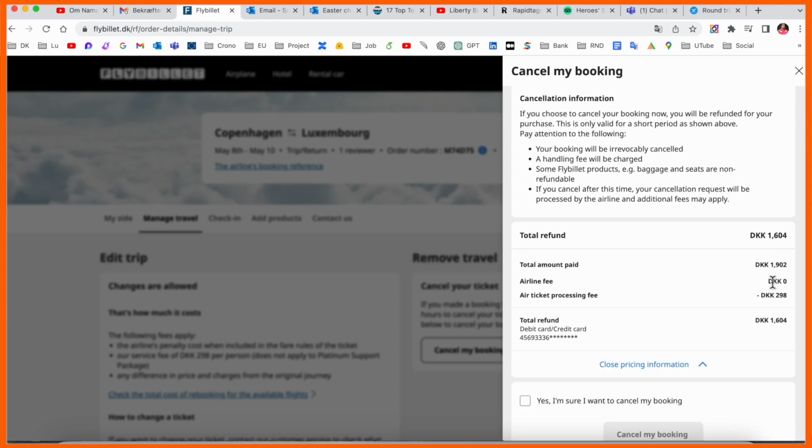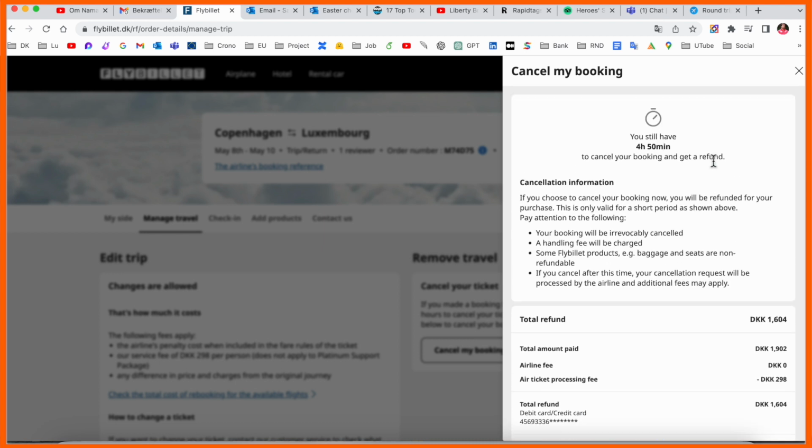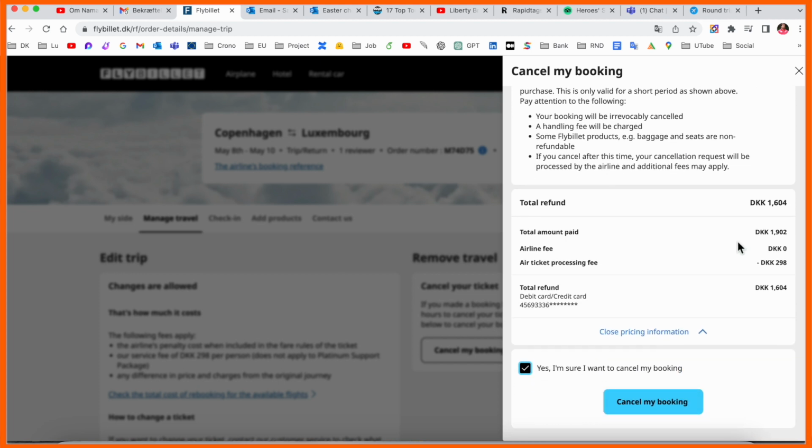I paid a total amount of 1902 Danish krona here. The airline fee is zero, the air ticket processing fee they are taking from my side is 298, and I am receiving 1604 Danish krona. They take a penalty of 298 Danish krona, and you can cancel the flight within 10 hours and receive some of the amount.